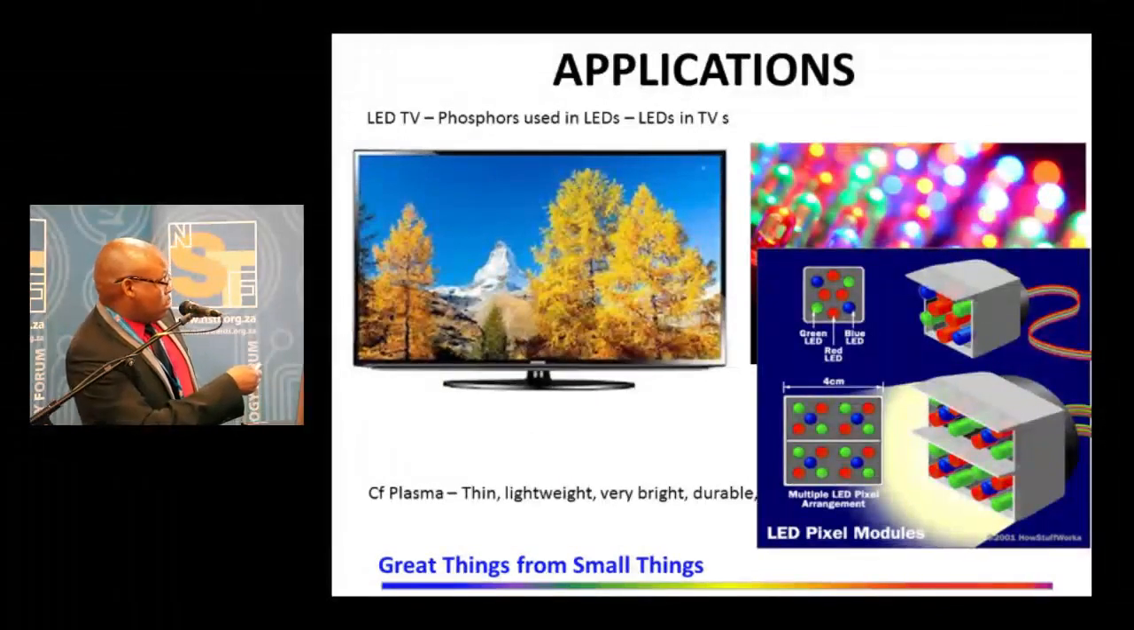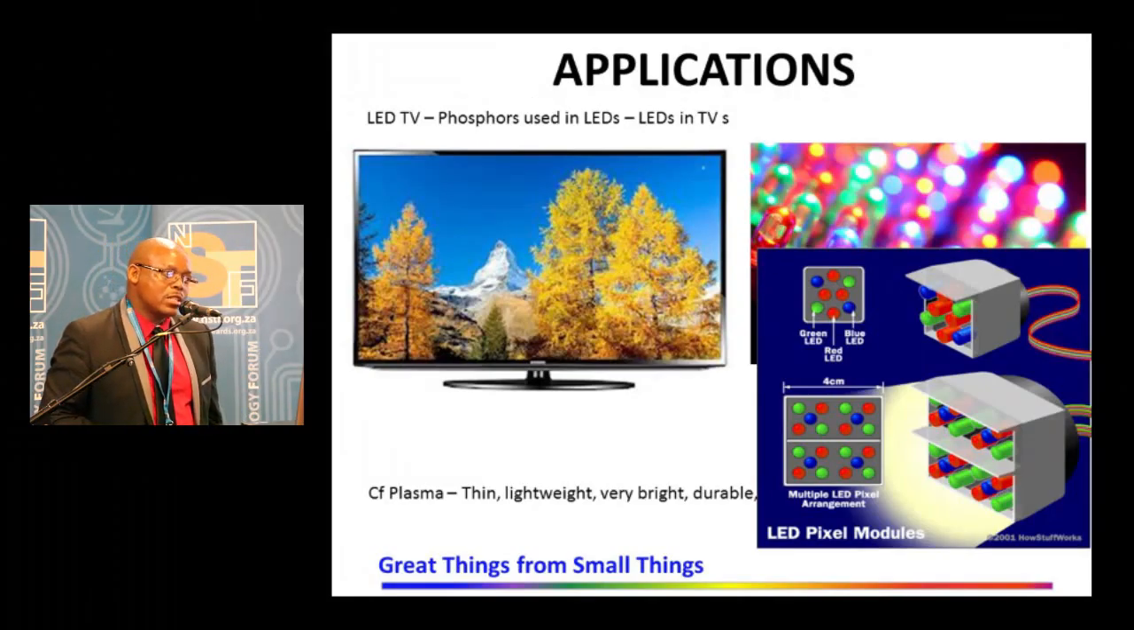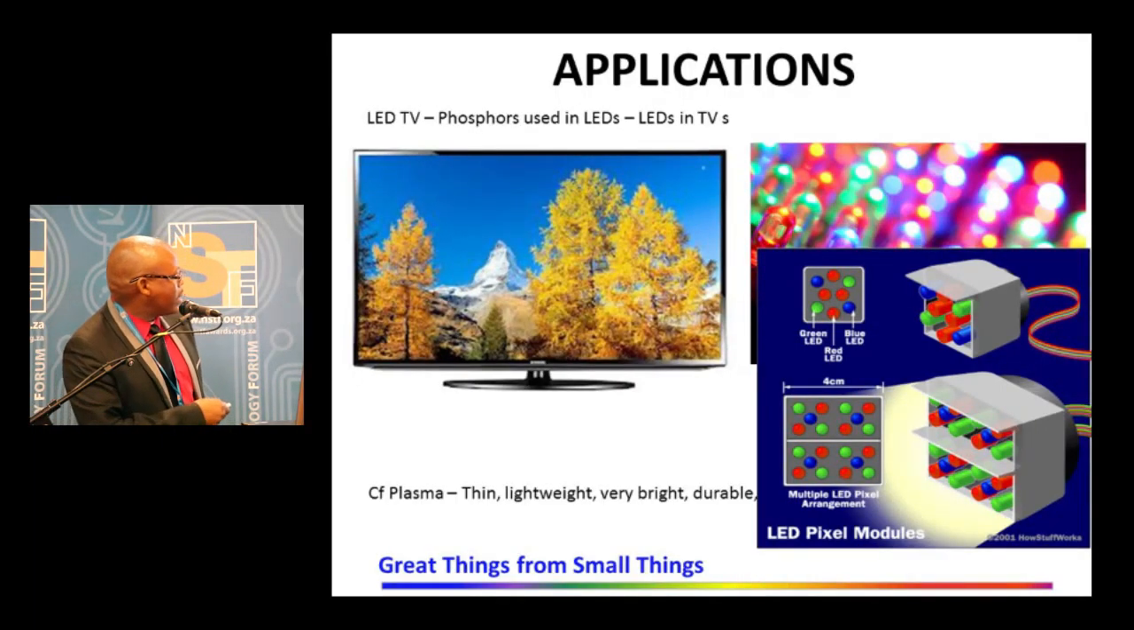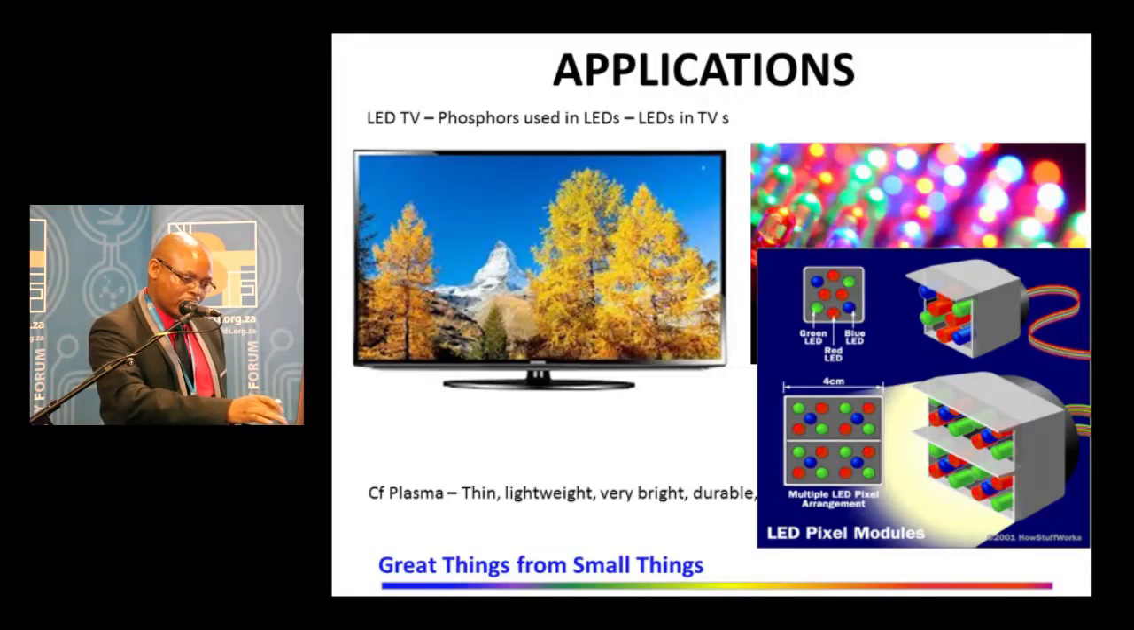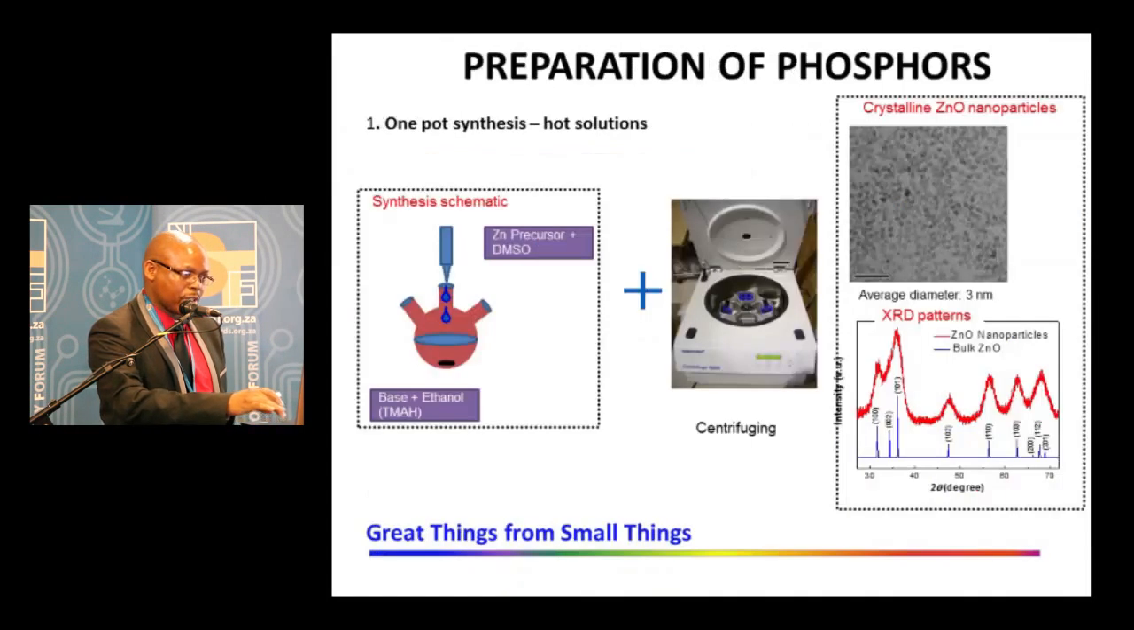So currently we have LED TVs, which are thin and lightweight compared to plasma. They are very bright and they are highly durable. These are made up of a multiplicity of LEDs which serve as a source of light. We have phosphors inside of them. So they give a better performance compared to other versions of TV screens.